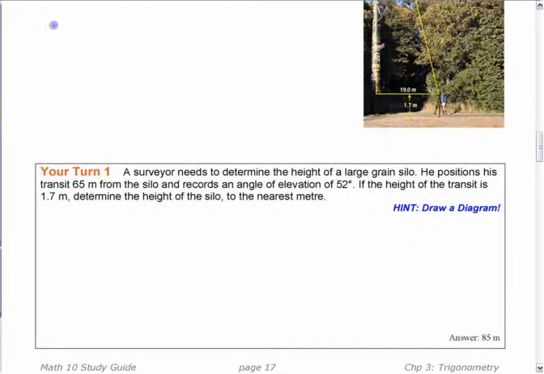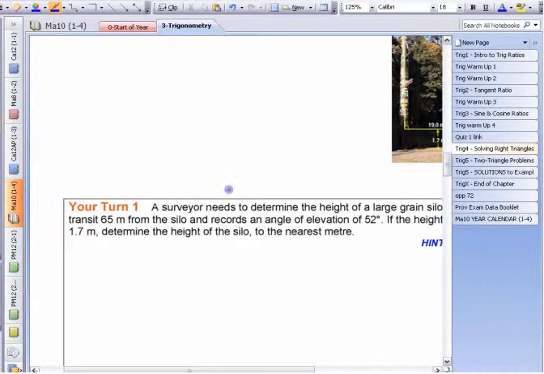Okay? I want you to get going on the working in your study guide. Try and get through most of the examples and your turn stuff, and we'll see where we get to. Okay?